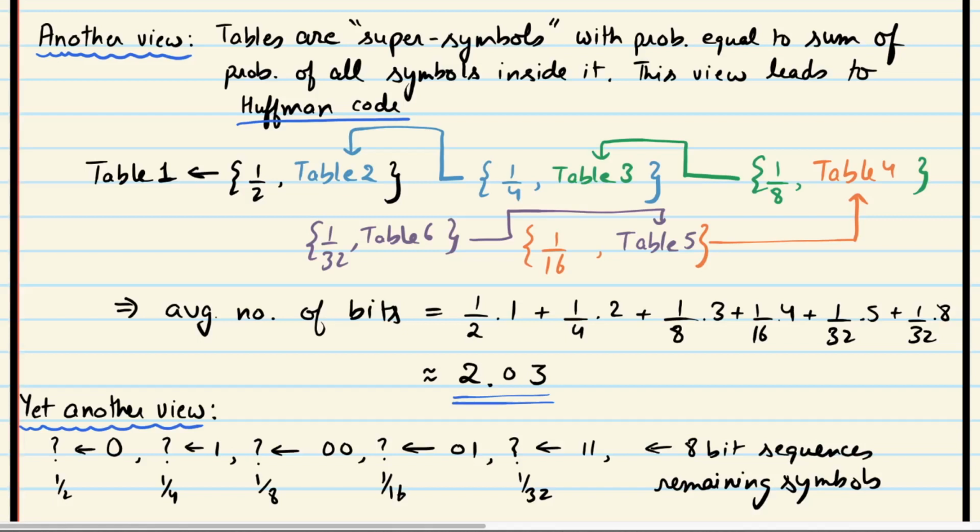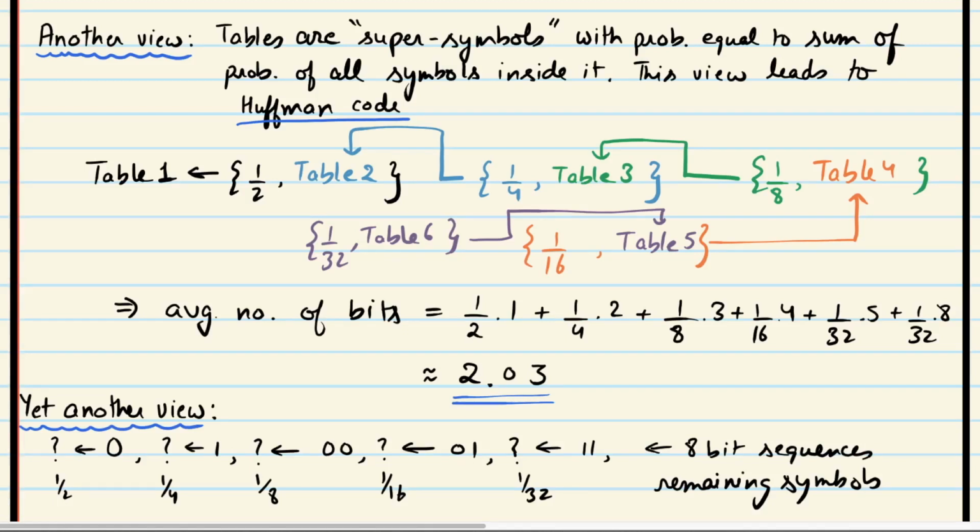In fact, this view leads to what is called the Huffman code. We'll come to that later in this course. So Huffman code is a very popular code used for compression. It was the first optimal code for minimizing the average length. It is in fact still the only optimal code, and there's a story behind it.